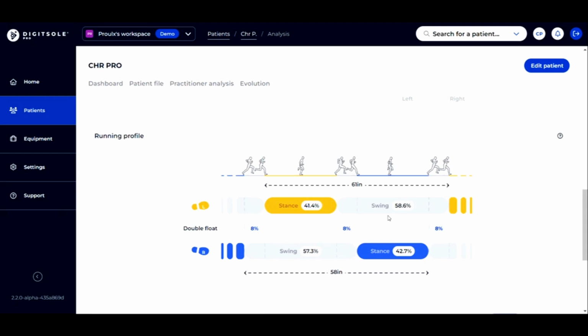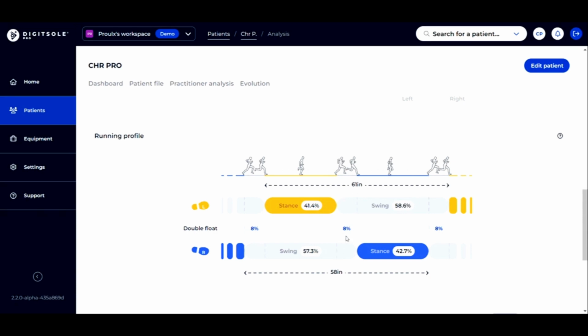The running profile is a little bit different than what we see in the walking profile. So there is a double float phase, not a double support, but a double float. And you will see that what's going to happen is they will spend less time in contact with the ground, greater time in the air, in the swing phase, as well as the double float phase, the faster that they're running. And we will typically see a longer stride as a result of that as well. That's how they get more time in the air, because they're covering more distance.